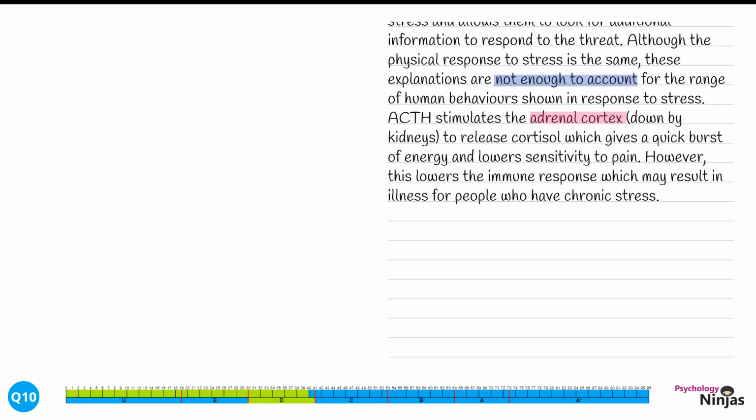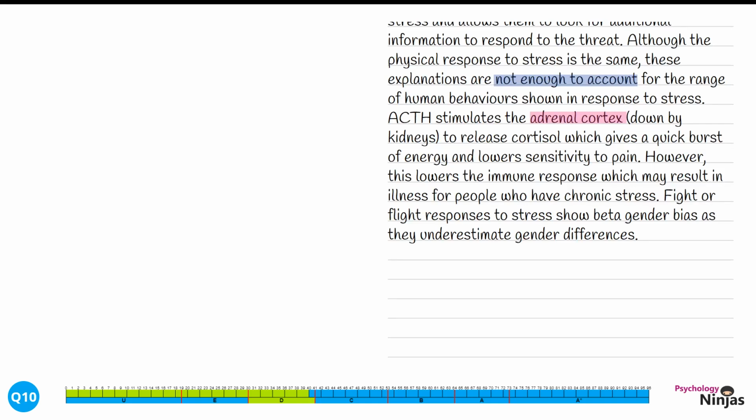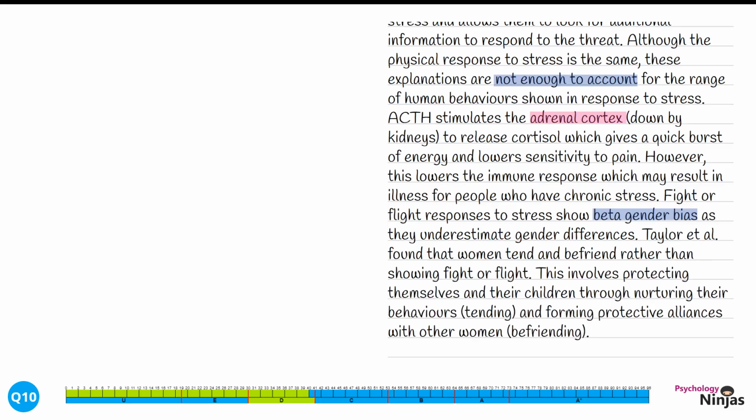Let's evaluate once again. Fight or flight responses to stress show beta gender bias as they underestimate gender differences. We're using key terminology here in order to show our wider psychological knowledge. We're then going to explain this further by using psychological research. Taylor et al. found that women tend and befriend rather than showing the fight or flight. This involves protecting themselves and their children through nurturing, tending, and forming protective alliances with other women, befriending. We've clearly explained this research, giving specific details, focusing on how women are different.